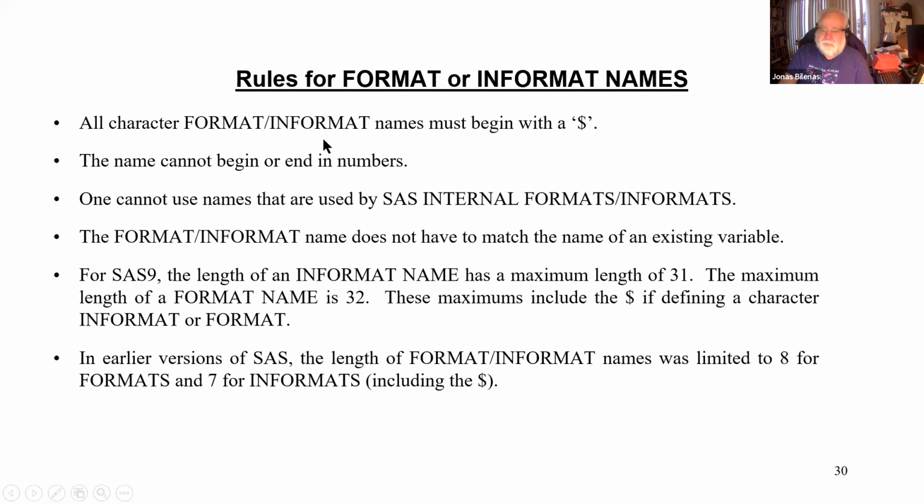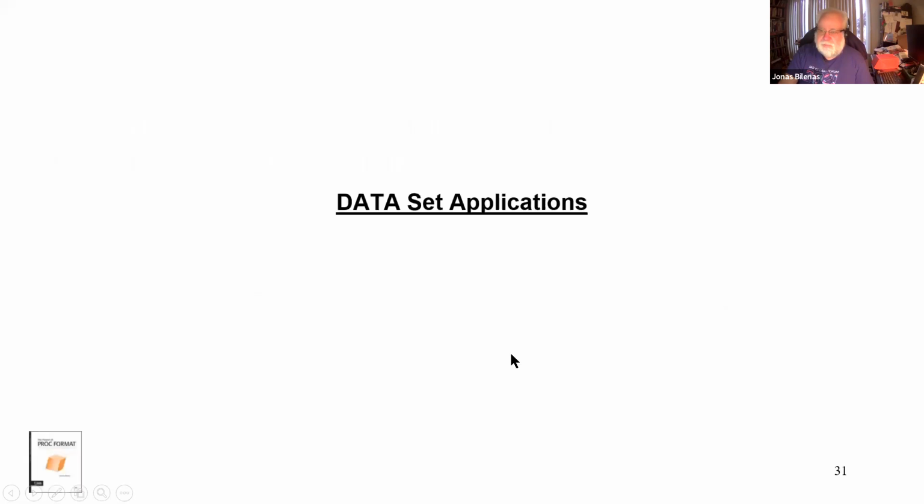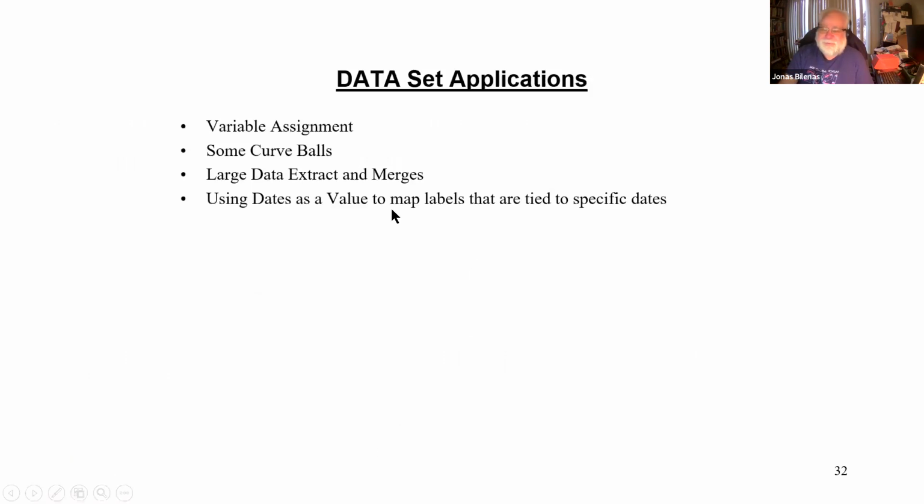So the character formats begin with a $, and with SAS 9, finally we can get up to a format name of 32 bytes and an informat up to 31 bytes. I don't know why they lost a byte there. I did publish a book back in 2005 called The Power of PROC FORMAT, but it stopped being printed. I don't know why, but maybe you can bug SAS and say, you have a copy of PROC FORMAT? All right, so now we'll look at some applications.